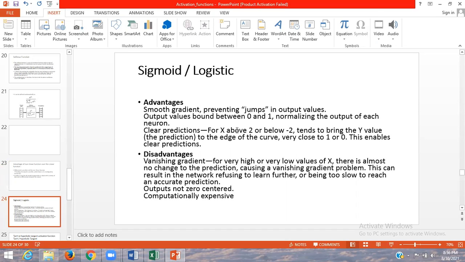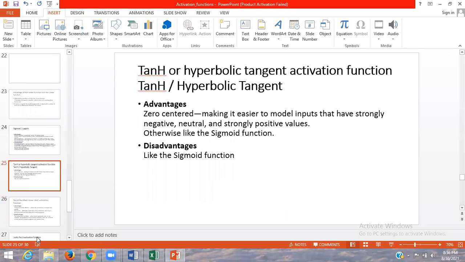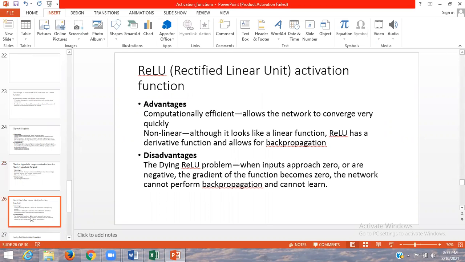Now you can see here the advantages and disadvantages of the sigmoid function. We have already discussed it, but you can read it here. The advantage is smooth gradient, very well classified between 0 to 1. The disadvantage is the vanishing gradient problem, and the output is not zero centered. The value starts from 0.5. Next was tanh, the advantage of the tanh. This is also the same, similar to the sigmoid. The value range here after taking the derivative is 0 to 1.